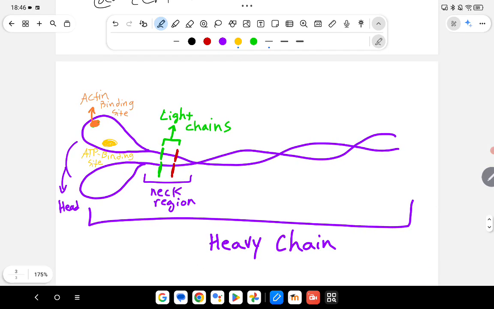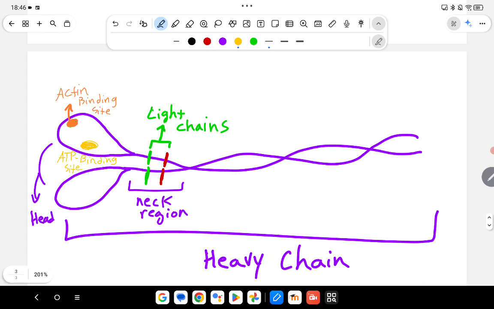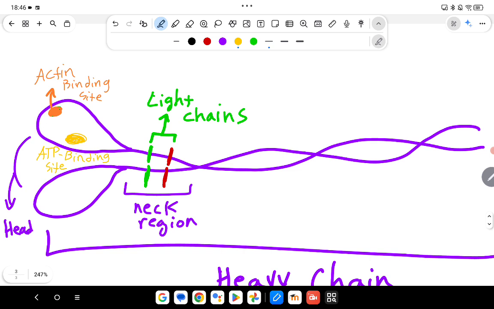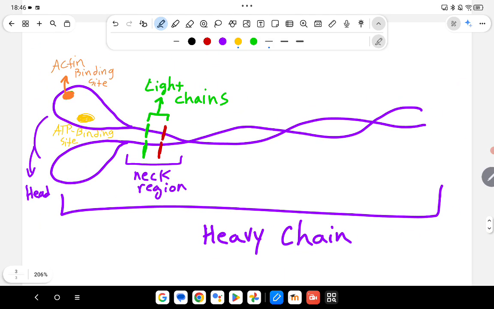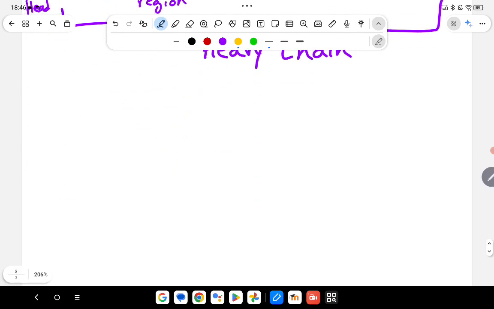This is pretty much all I want you to know. I'm not going to go into it too much further. So on the head, you have the ATP binding site in yellow, the actin binding site in orange, the light chains on the neck region, and then you have the heavy chain, which is the main part of the myosin. Okay? Moving on.